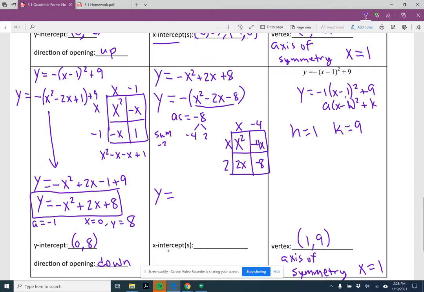That means my factored form is going to be, don't forget the negative, of x minus 4 times x plus 2. Okay, there's our factored form. I want to find the x-intercepts. We just find out when y is 0. Oops, that wasn't a +4, it's a -4.